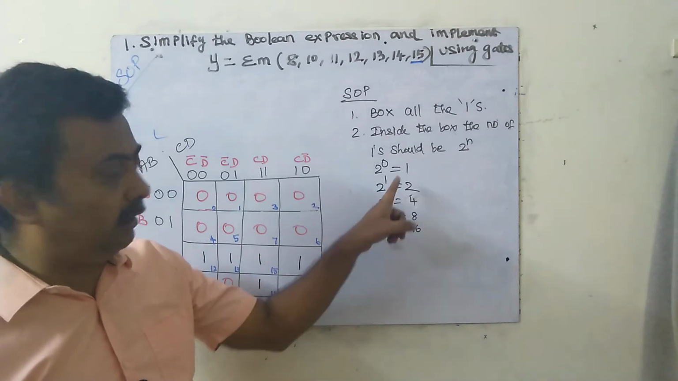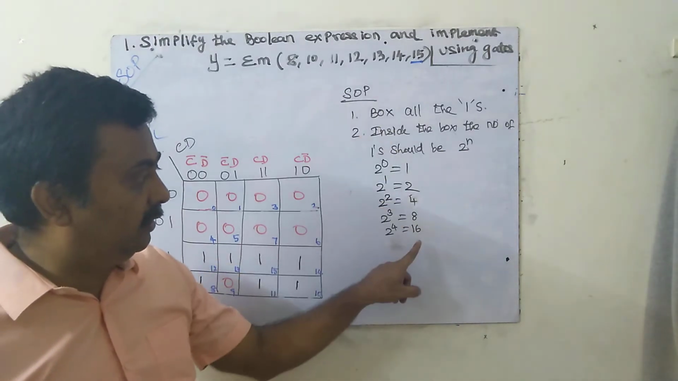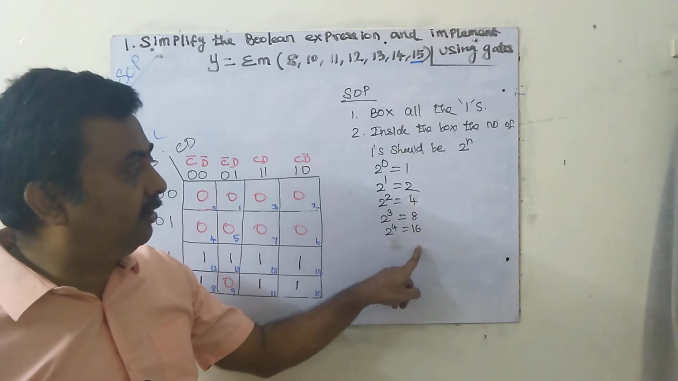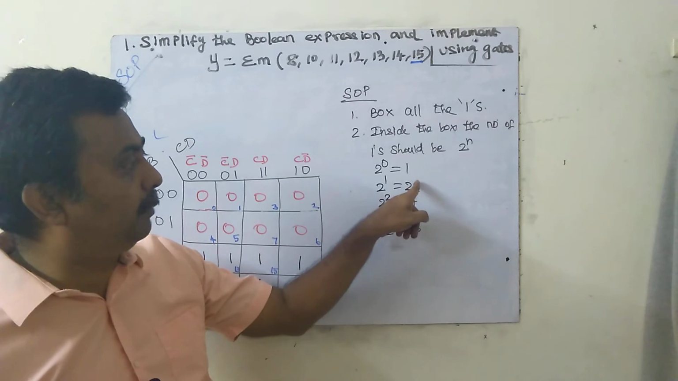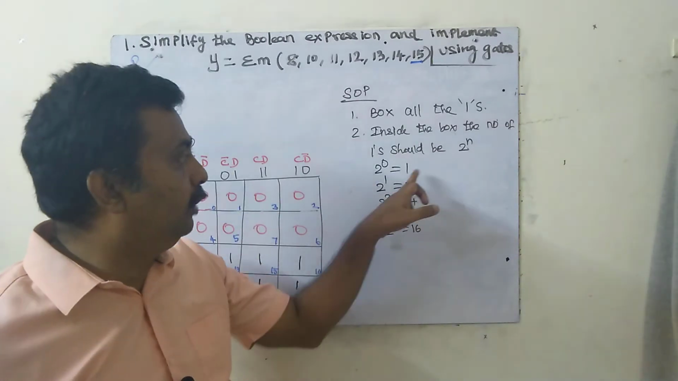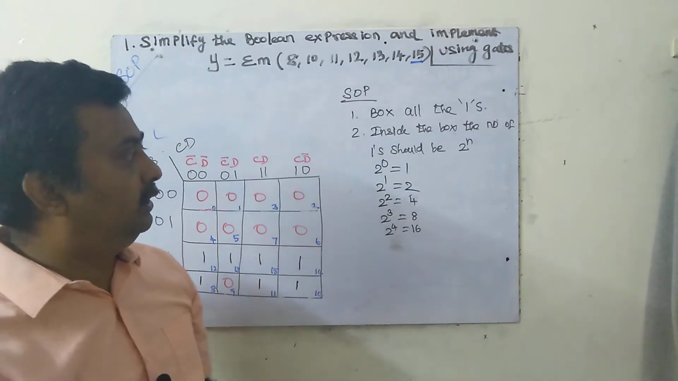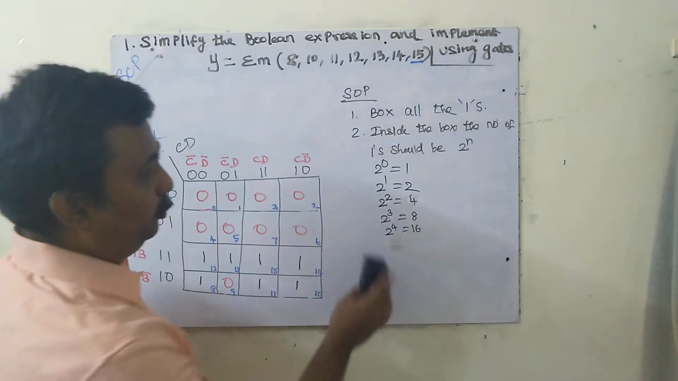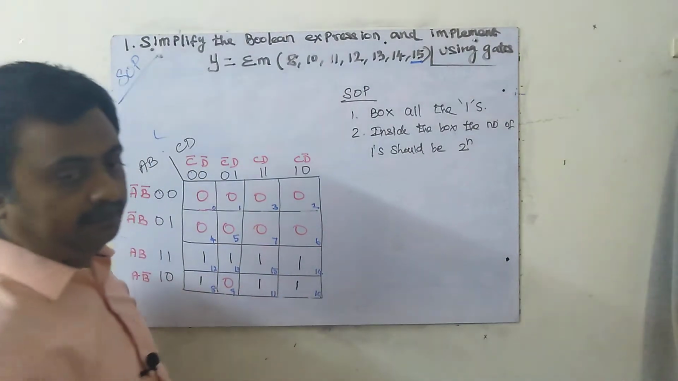Actually, first I have to check in reverse order. 16 I have to check. If it is not possible, I have to go for 8. If not possible, I have to go for 4. If 4 is not possible, go for 2. If there is no other way, then only we go for 1. This is the method to box. So this 2 power n we have to box. It cannot be 3 or 5. It should be 2 power n.